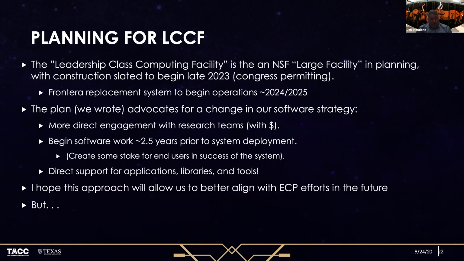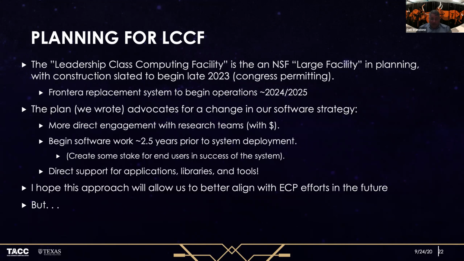So the plan is to have more direct engagement with research teams at the start of construction funding, so 2.5 years prior to system deployment. But after architecture selection and by connecting the funding to it, to create some stake for our end users in the performance and the success of the system, instead of saying, I don't run well on that architecture, I'll just switch to somebody else's machine.